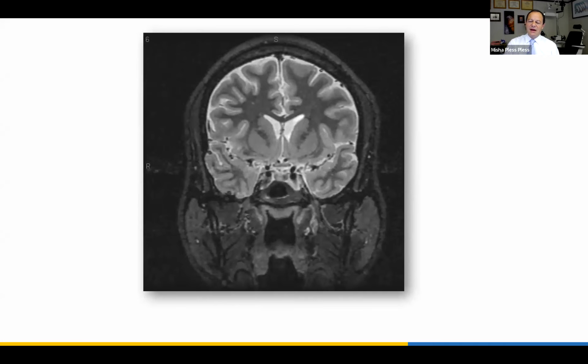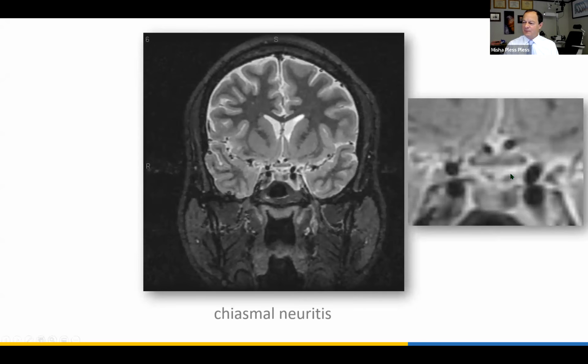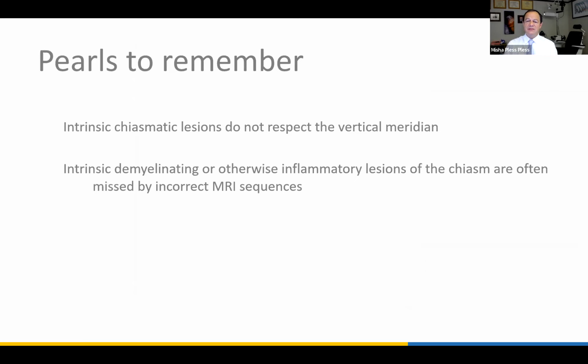But then, as a doubting Thomas, as all neuro-ophthalmologists need to be, you look back on the MRI and you see that the chiasm is actually white. The chiasm is white, you can see here. It doesn't have a white matter signal. It actually has gray matter signal. And this is chiasmal neuritis or optic chiasmitis. It's a manifestation of demyelinating disease.